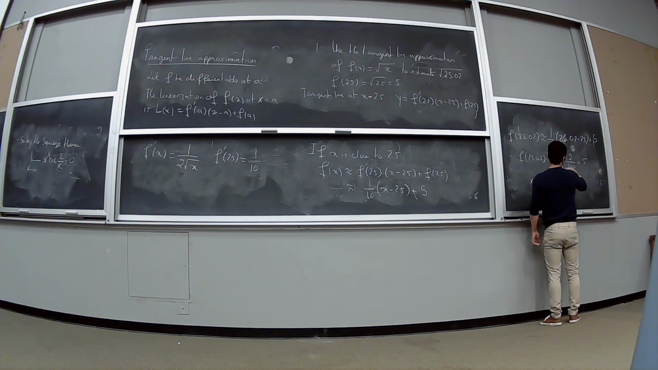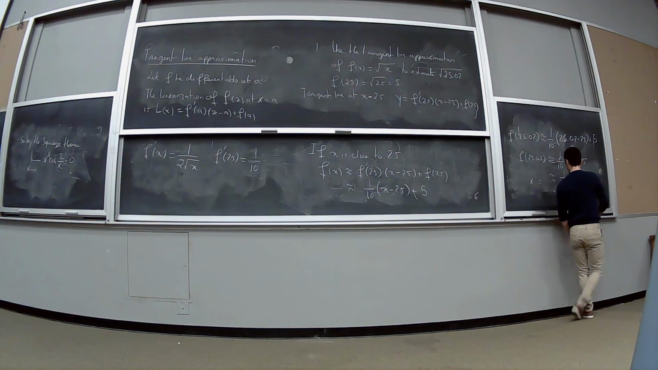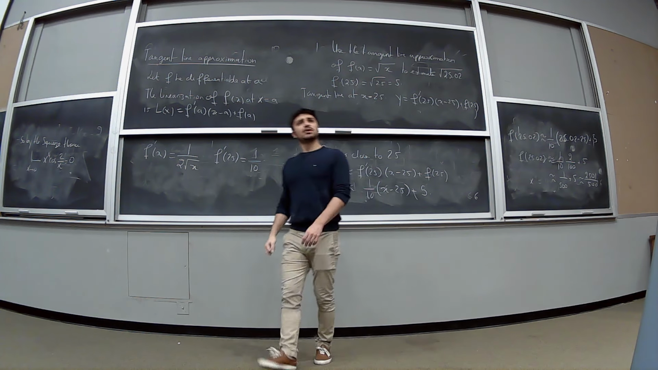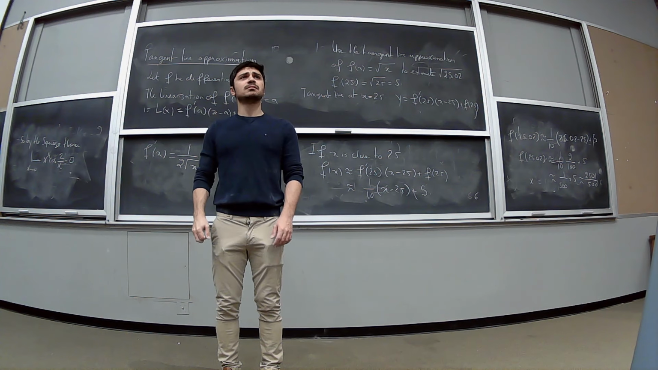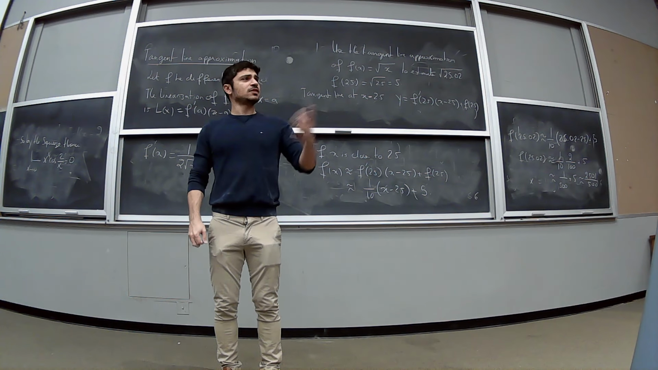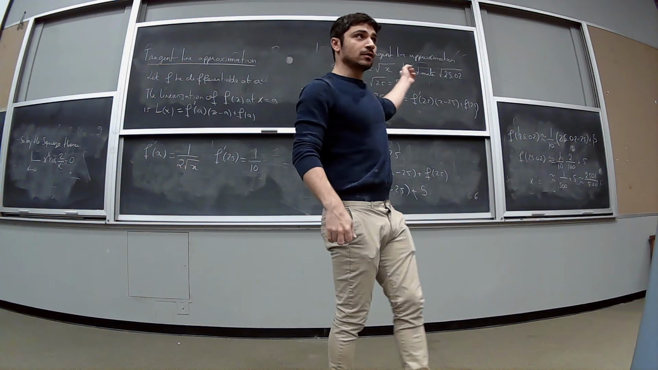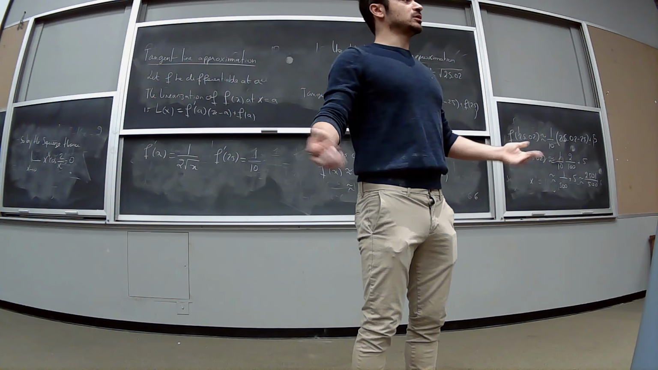Great, so this is 1 over 10 times 2 over 100, so this is 1 over 50. So this is 1 over 500 plus 5, which is 2501 over 5. Are we good here or not? Is that fine? What did I do? I just looked at the tangent line. Instead of plugging the x value into the function, I plugged it into the tangent line.